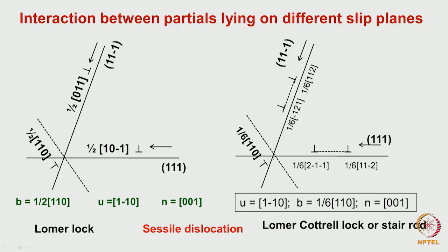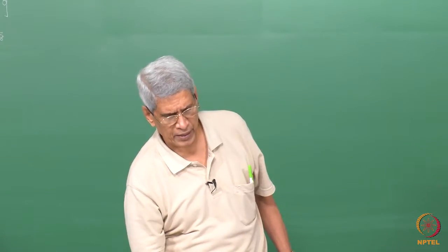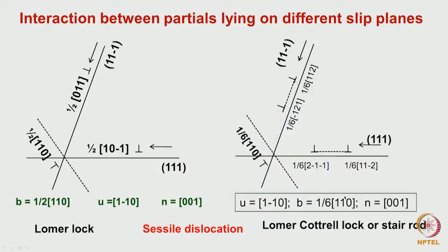But since by interaction of these two dislocations a new dislocation has formed, that dislocation's line direction has to lie in the intersection between these two slip planes. The intersection between these two slip planes, the line direction will be [1̄01]. But the line direction and the Burgers vector are perpendicular to each other. That means that this dislocation is an edge dislocation. If it's an edge dislocation, then u cross b will give the slip plane. The slip plane will turn out to be (001). That means that this dislocation is going to lie on a plane whose density of packing is very small.